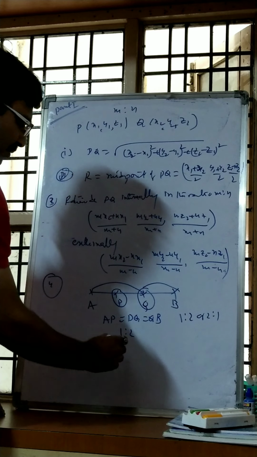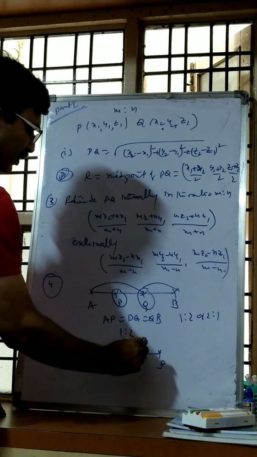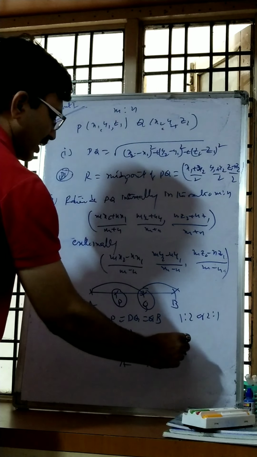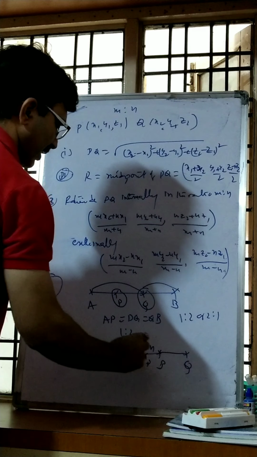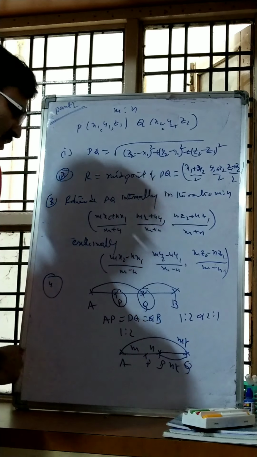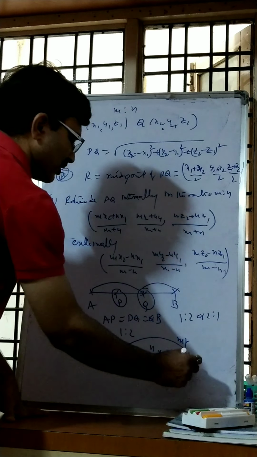This is correct. Now what I am saying here: suppose on AB you take one point, P, which divides AB in the ratio m:n. The other point Q I will take somewhere here, with mk and nk, but the ratio is the same. One divides internally, the other divides externally. So such points are known as what?